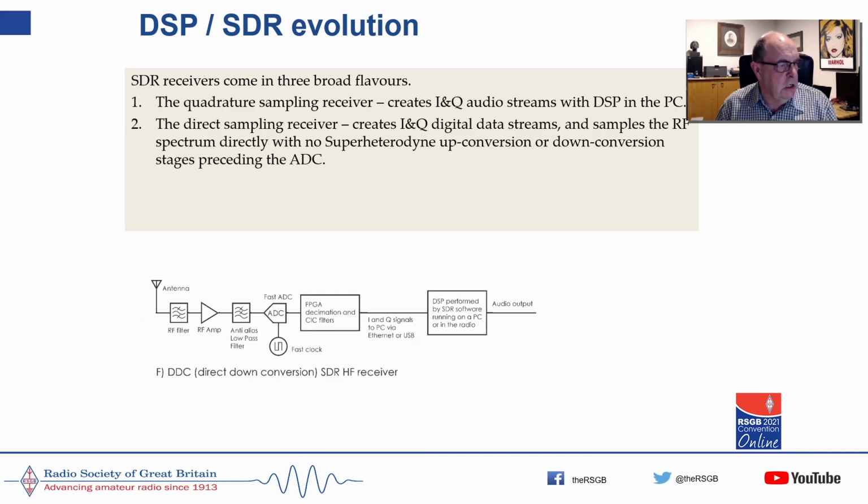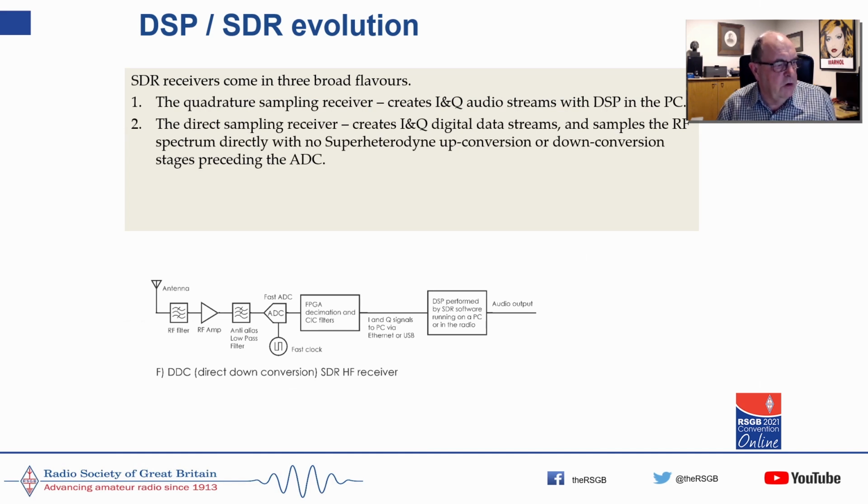And then there's an FPGA, and that slows the data down to a speed that can be sent to the computer. And the output of that is 2 streams, whereas in the previous one, the streams were at audio, and then they were converted to digital by the PC. This type of radio puts out 2 digital streams that are at 90 degrees to each other.